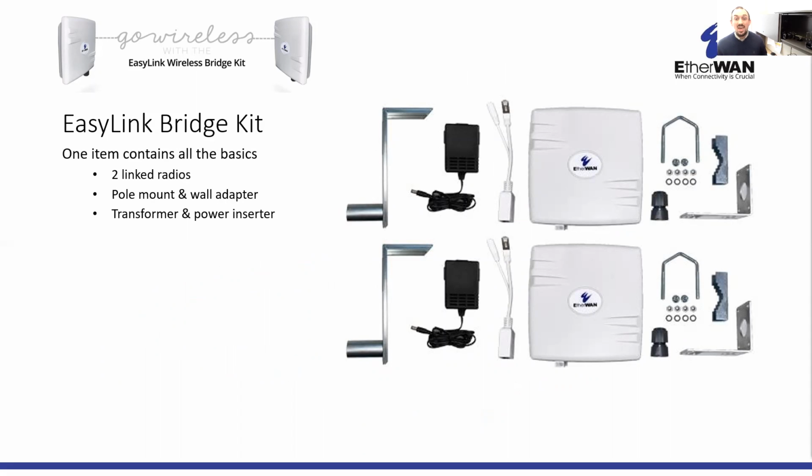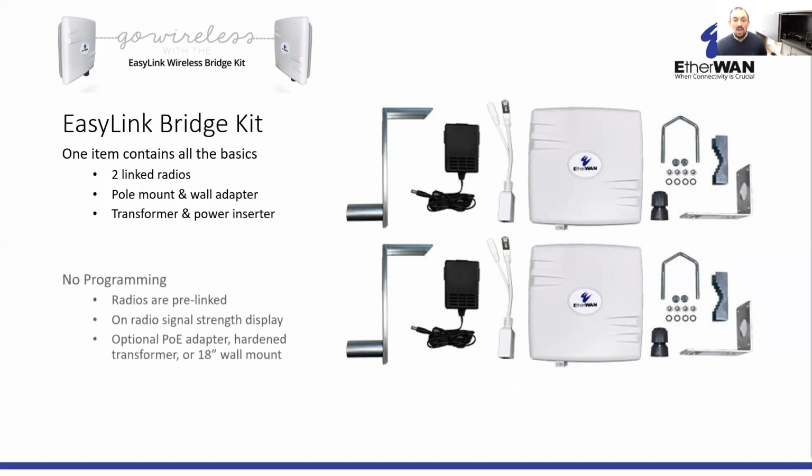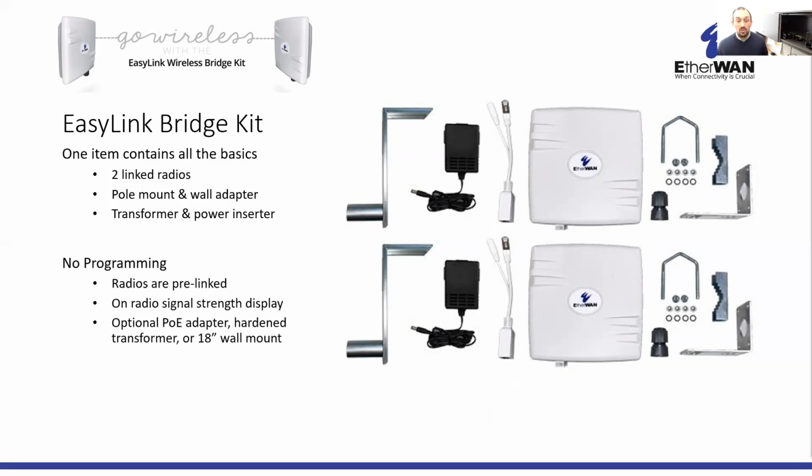So it comes with everything you need at a minimum to get that system working. A pair of linked radios, they're pre-configured and tuned to each other, so you don't need to go through a pairing process the way you would with a more custom system. It comes with the pole mount, a little right angle wall adapter, so you can get a little pole mount to put it onto your building. And it comes with a basic transformer and a little power inserter to add that power into the radio. So this is one of the radio kits that would use a transformer as opposed to PoE. It does, though, have some additional options for that.